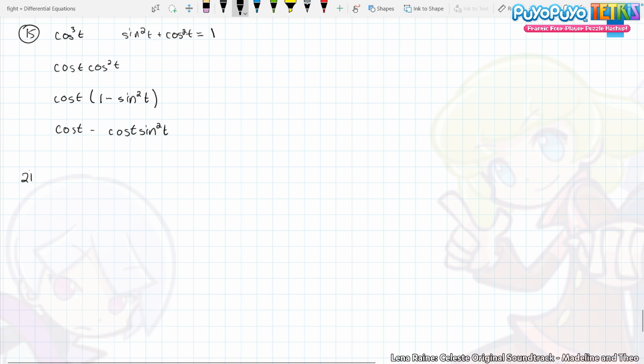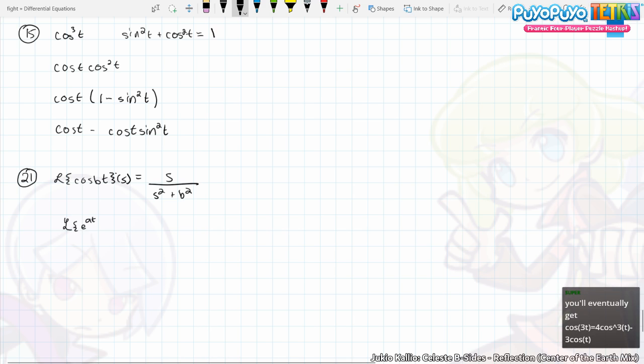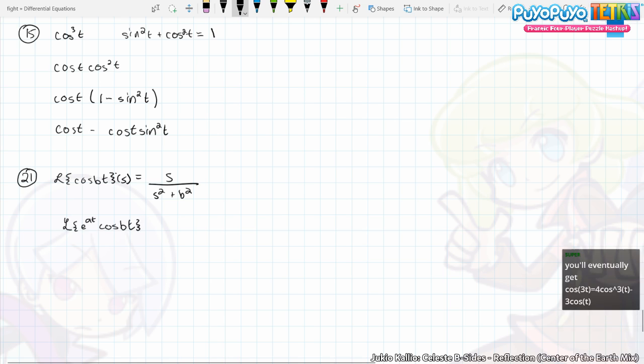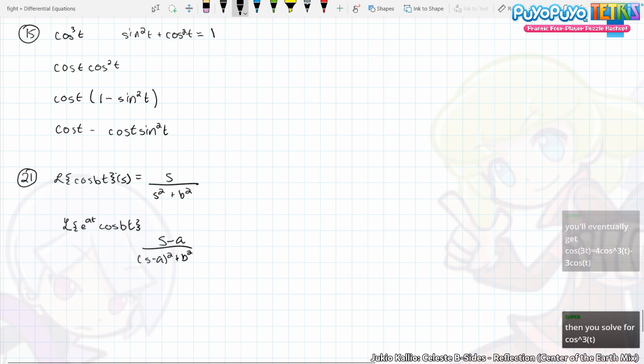This one's weird. Why is it written out in words? Given that the Laplace transform of cosine bt equals s over s squared plus b squared, use the translation property to compute. Translation property. Was that something I was doing without really understanding it? Because I was just going by the table. So I'm supposed to show my work for this, right? I mean, that's just straight up. But I don't actually know how to prove it. What is the translation property?